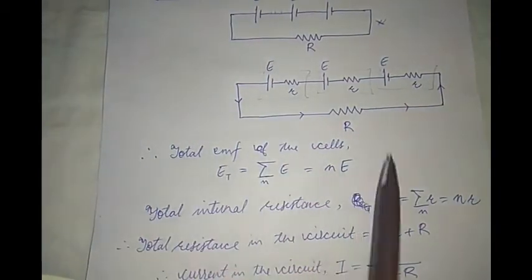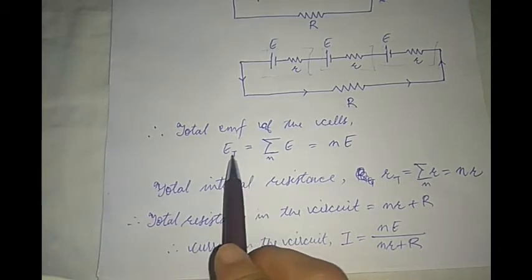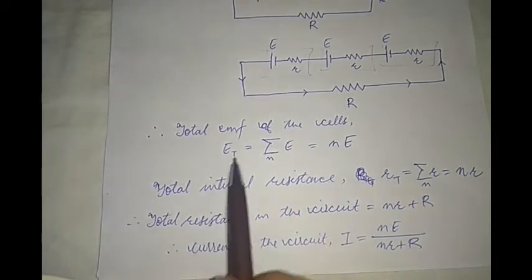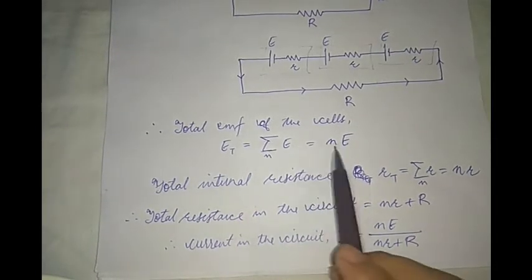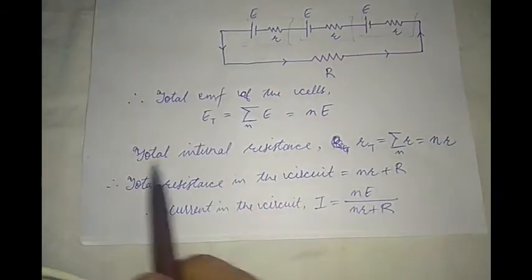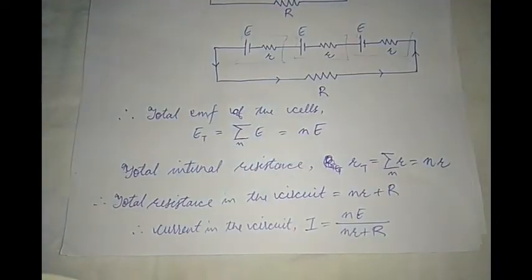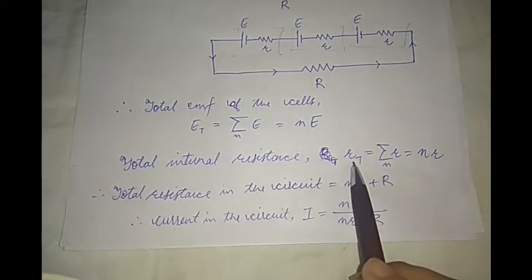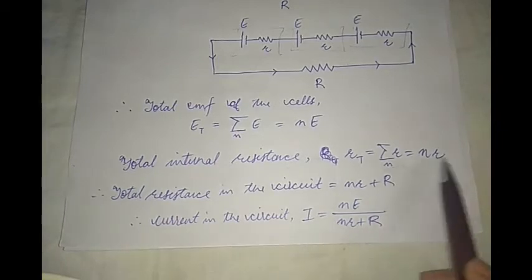So the total EMF of the cells, let us call that ET. Not extraterrestrial, of course. A joke. So ET is summation of E, which is equal to N into E. Total internal resistance RT is summation of r. Since the internal resistances are in series, we simply add up the resistances. So total internal resistance RT is summation of r, which gives us Nr, since there are n number of cells.